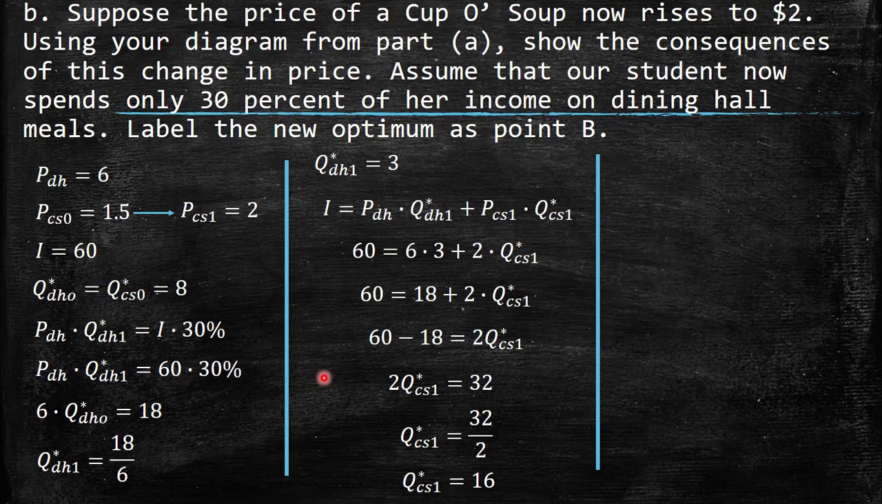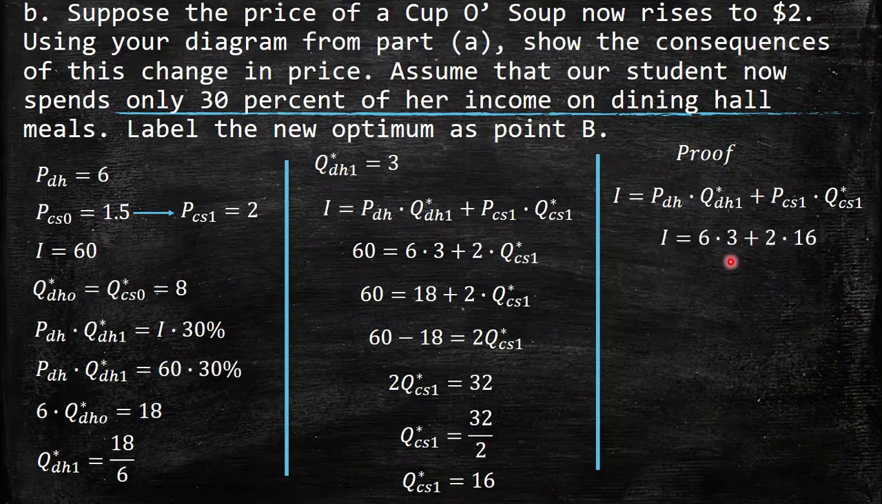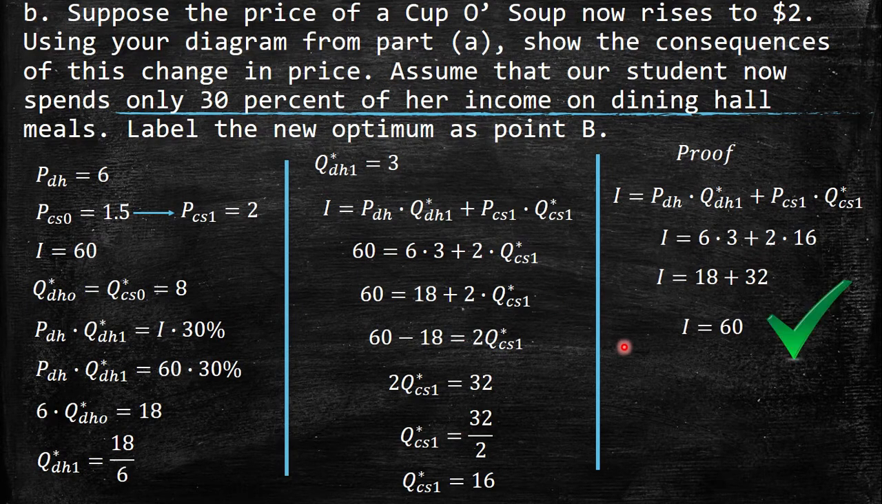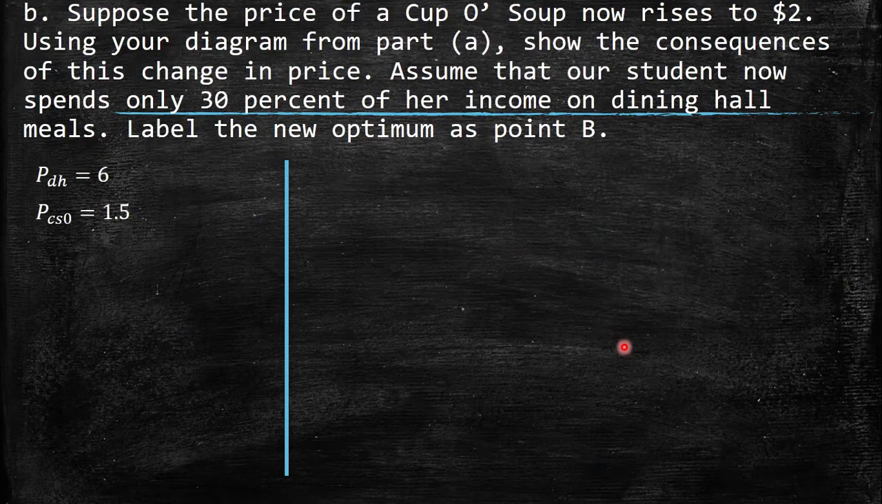And in order to prove that this result makes sense, I propose that we make this equation and replace everything, and the result should be 60 because this is the budget. So then we have 6 times 3, then we have 2 times 21, and we end with the income of 60. So that should be okay. Then we are going to represent that in our graph.